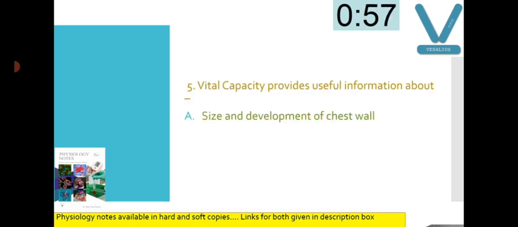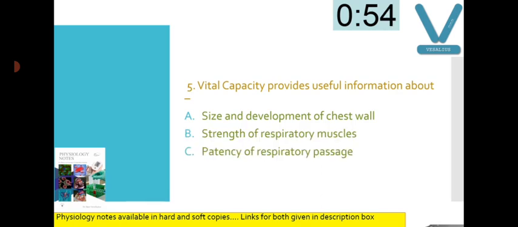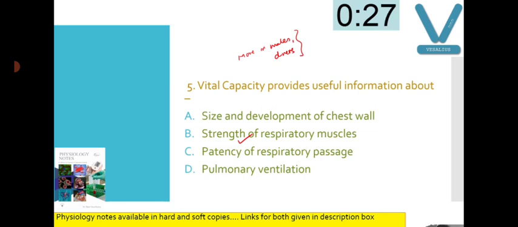Vital capacity provides useful information about size and development of chest wall, strength of respiratory muscle, patency of respiratory passage, pulmonary ventilation. Vital capacity is more in males, in divers. Why? Because their strength of the respiratory muscle is more. So your answer is strength. Size and development, not that. Patency, not that. And pulmonary ventilation also, it is not concerned.